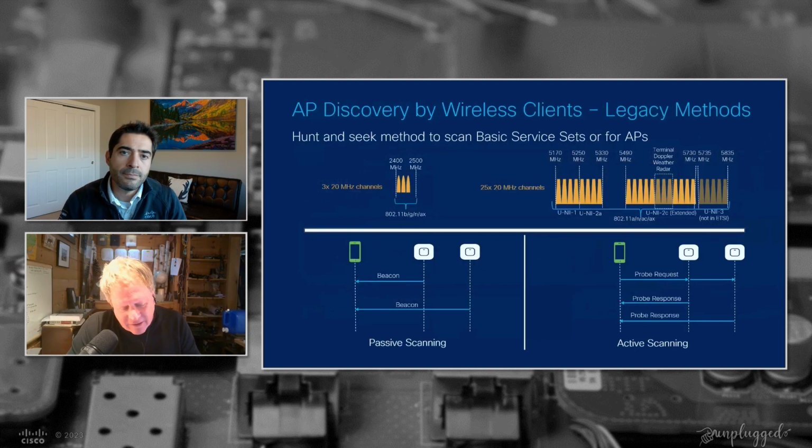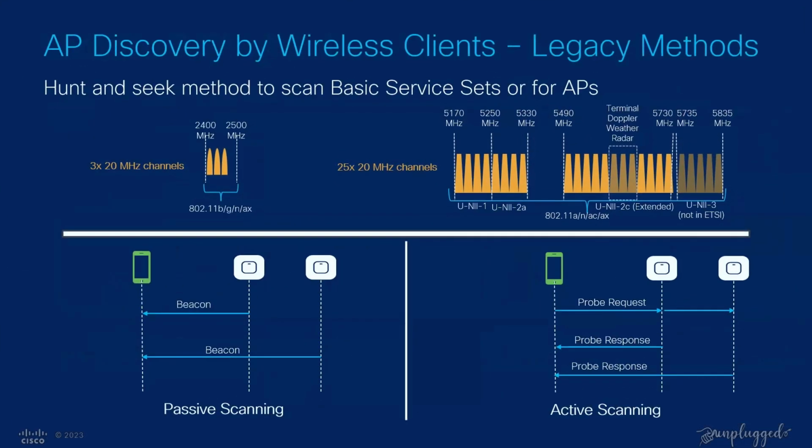All right, Alfredo, how about this? We'll do a little bit of a history lesson and look at how things have been done in the past, and how they continue to be done today on the 2.4 gigahertz and 5 gigahertz spectrum. What you have here is a couple of different methods. On the bottom left, we've got passive scanning, and on the right, we've got active scanning. And these different methods apply to both bands, whether it be 2.4 gigahertz or 5 gigahertz.